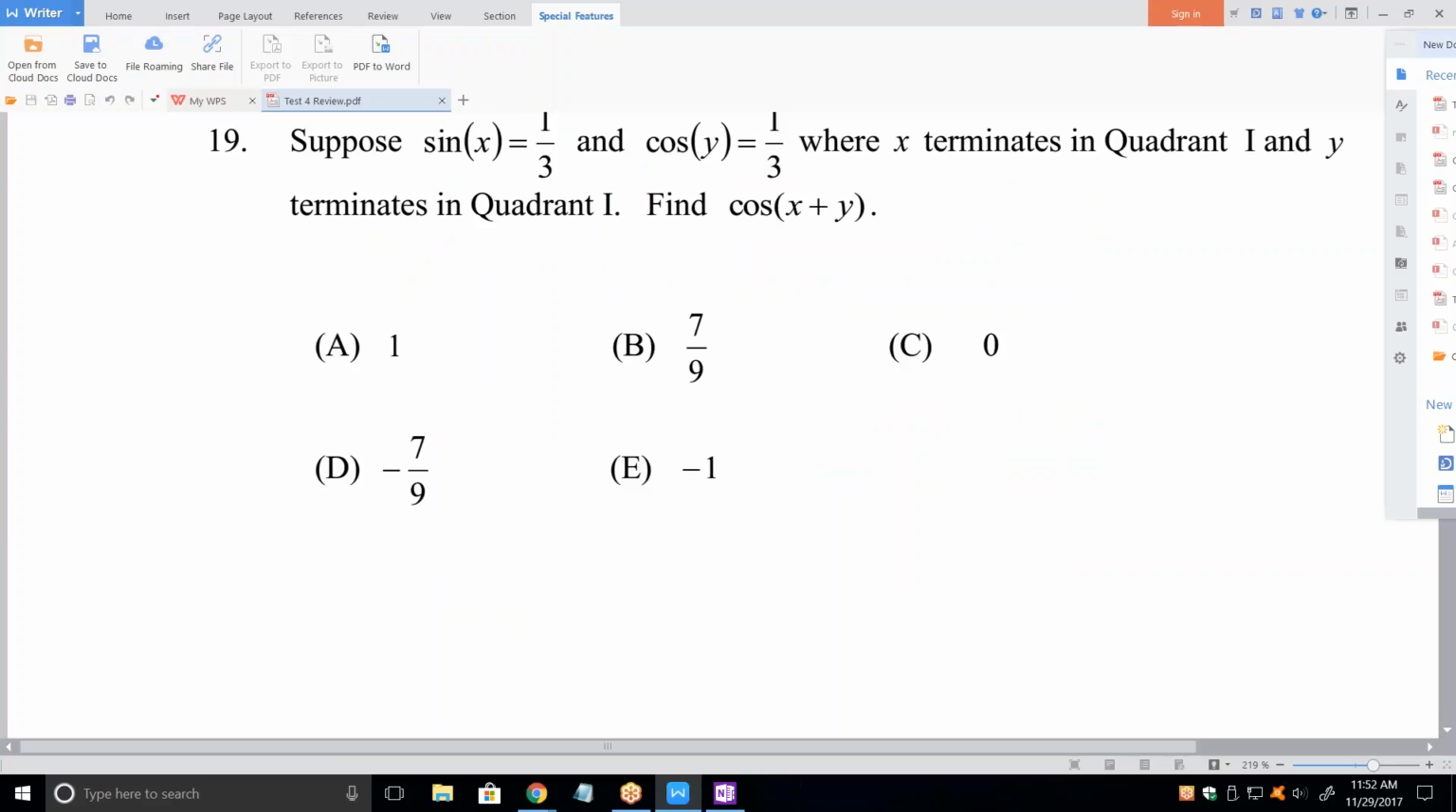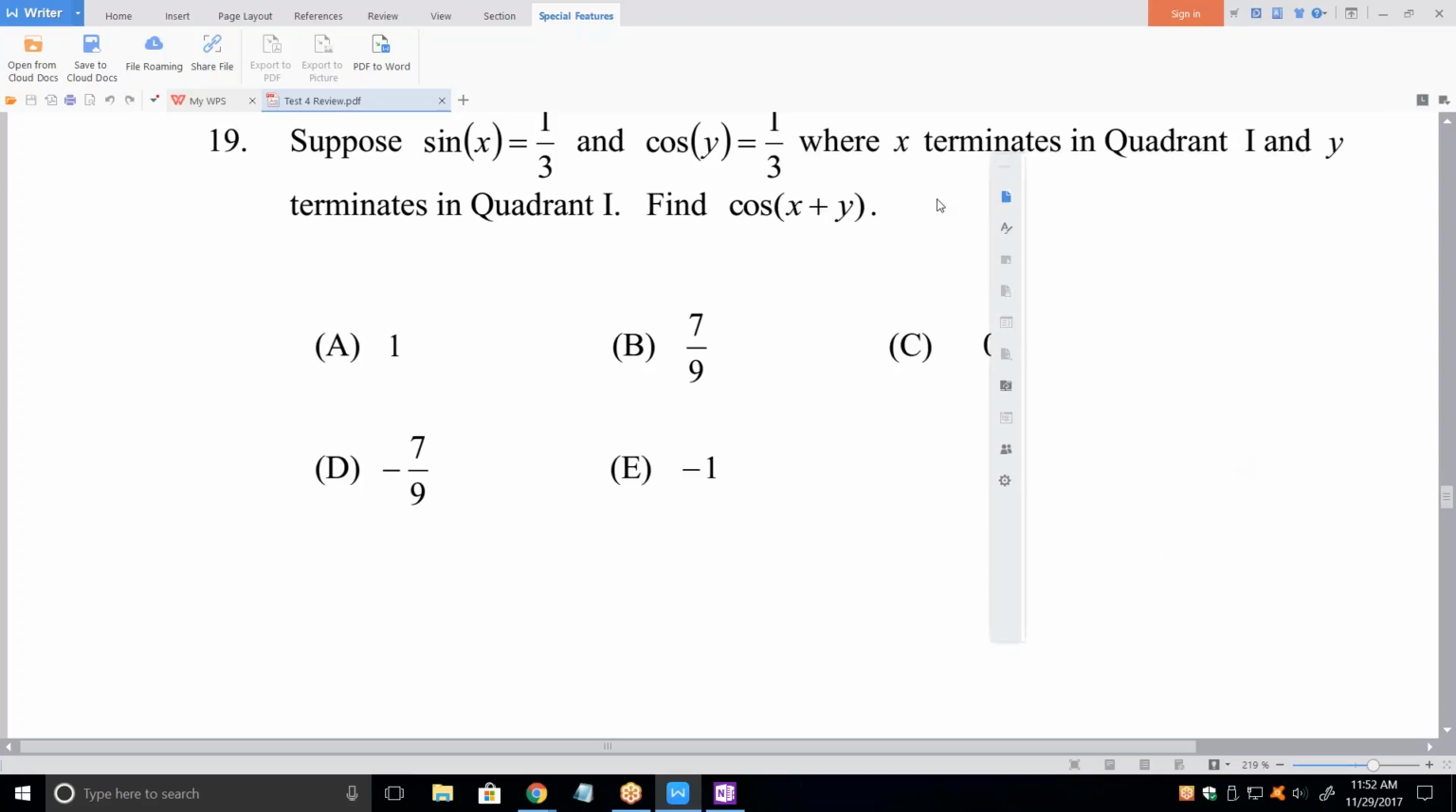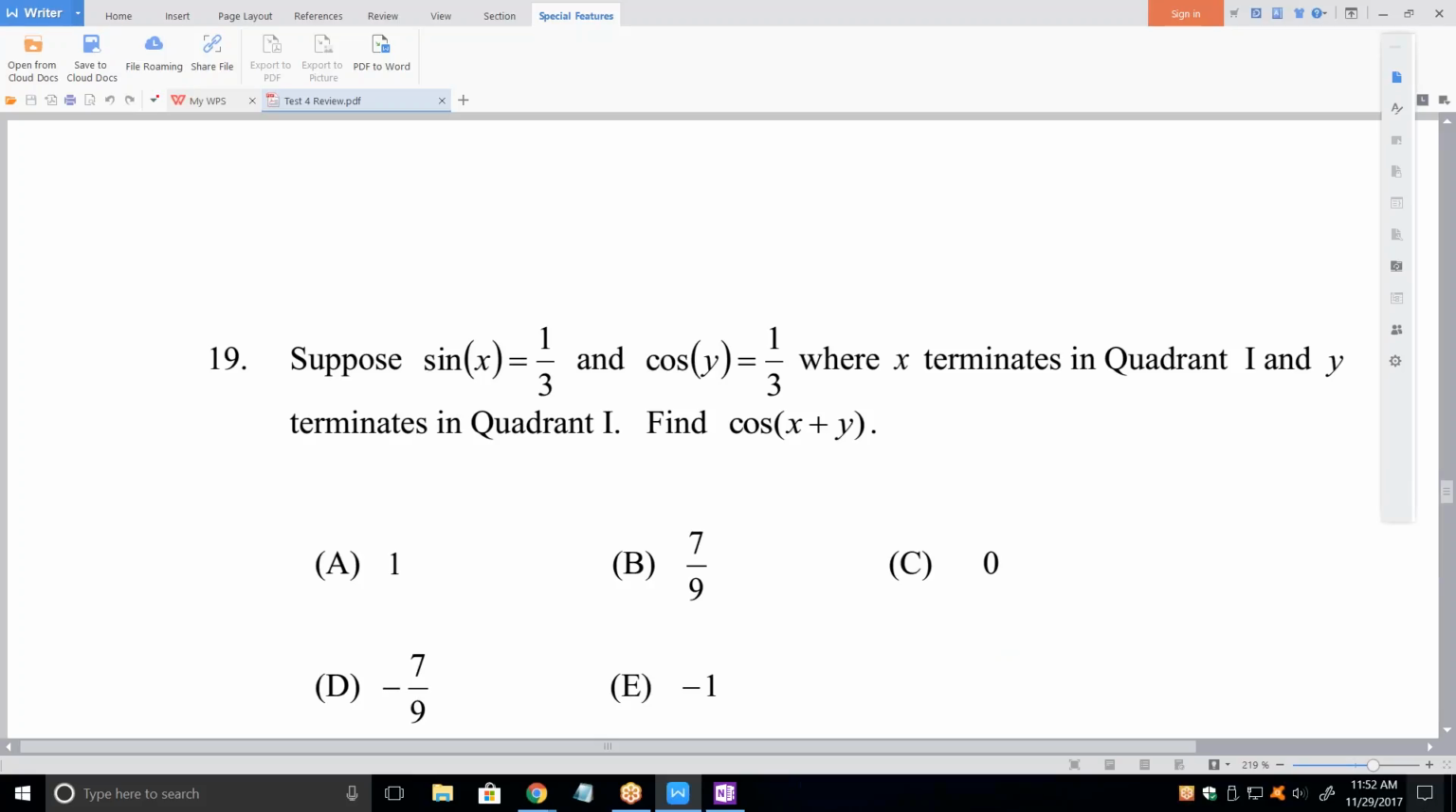Hold on a second. Let's see, hold on. Sometimes I hate this program. I can't move this thing. There we go. Now I can close it out. And it's not covering up my scroll bar. And I need access to my scroll bar.